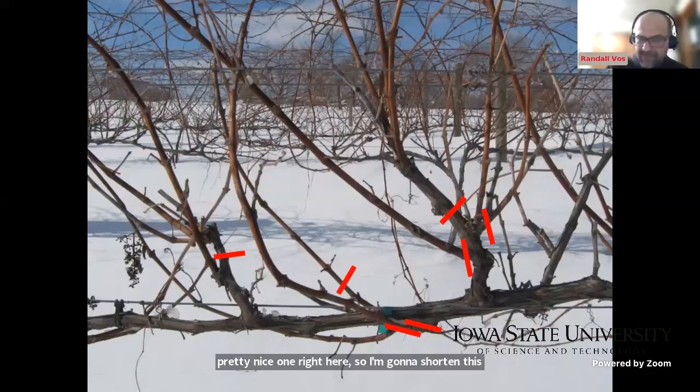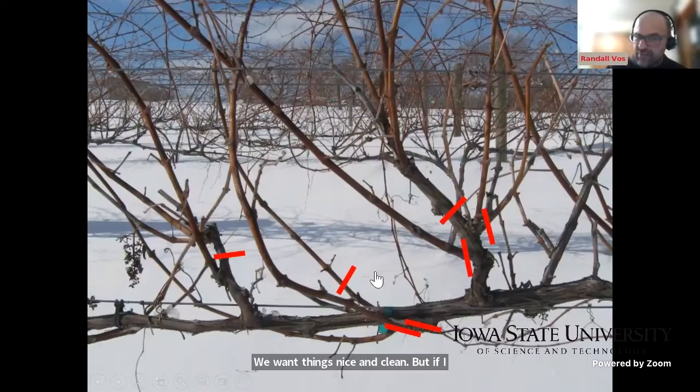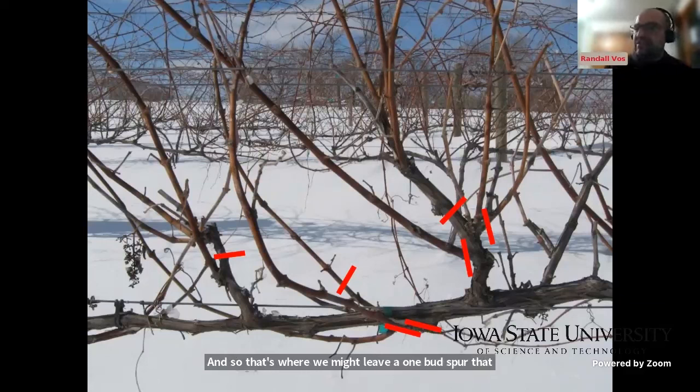And then, like I mentioned, I'm not going to completely eliminate all growth here because we want to give ourselves options. We want things nice and clean, but if I completely get rid of every bud in this area, there's a chance next year there'll be no shoots coming from it. That's where we might leave a one bud spur that we call a renewal spur, just to grow a shoot in there. So maybe next year we have something to prune to.